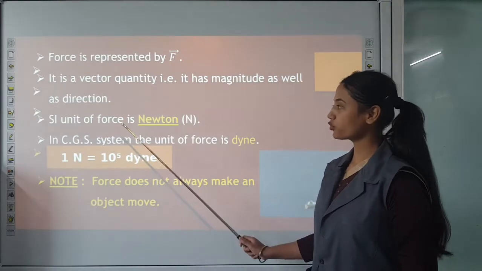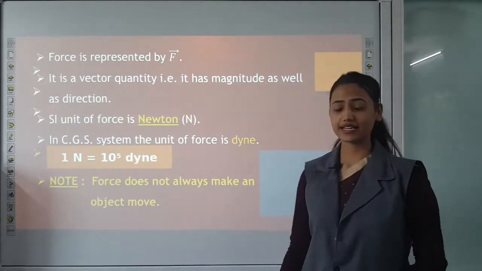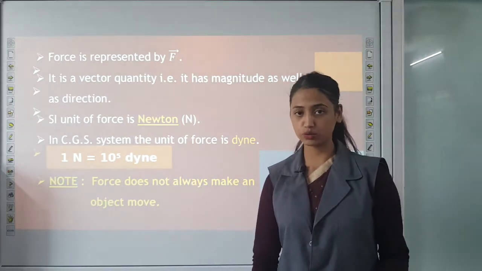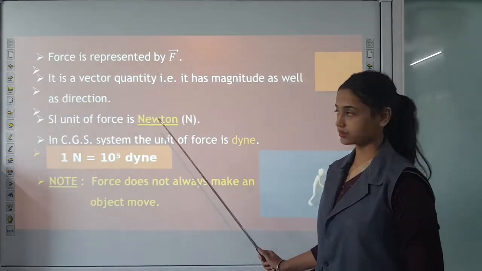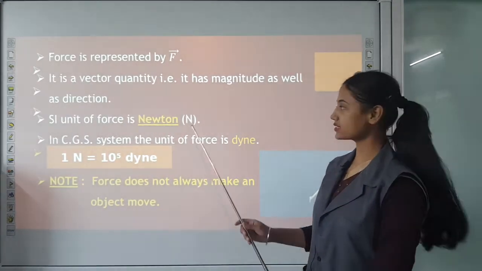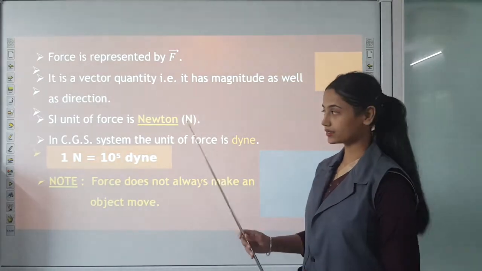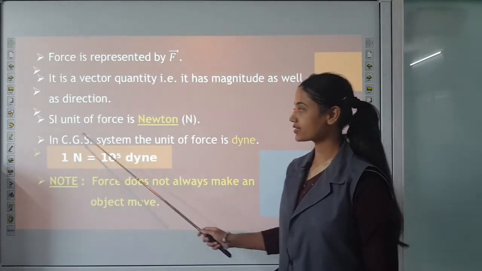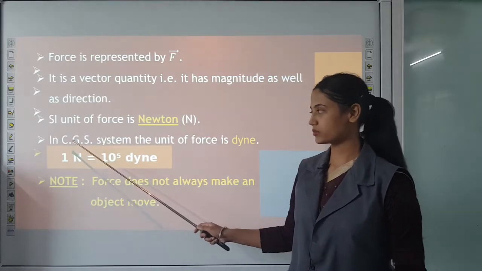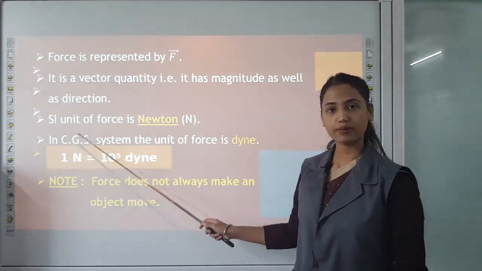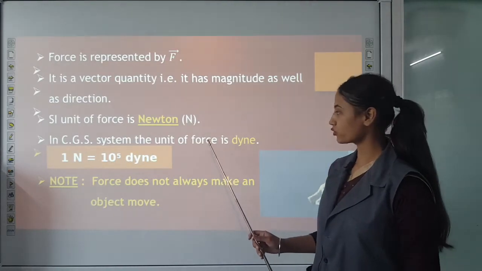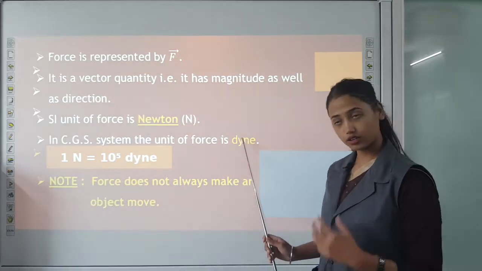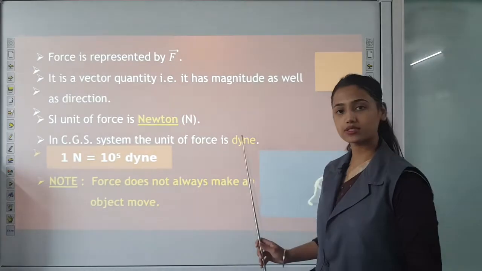The SI unit of force is Newton. Like the SI unit of time, we know that it is second. So, the SI unit of force is Newton, and the symbol for Newton is simply capital N. Then in the CGS system, which is a metric system, centimeter, gram and second, we write force in Dyne. The unit in the CGS system is Dyne.